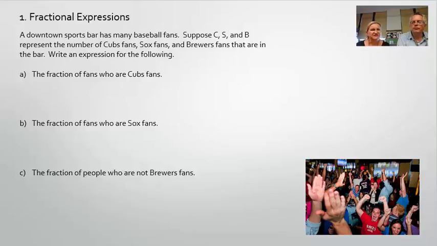Okay, fractional expression. So we have some sports club in downtown that has some fans. We have some Cubs fans, Sox fans, and Brewers fans. And we want to write some expressions. For part A, I want the fraction of fans who are Cubs fans. So for my numerator, I'm interested in the Cubs. Let's represent Cubs with C. So I have C. And in the denominator, I want the total number of the fans. They come from Cubs and Sox and Brewers, so I will put C plus S plus B.